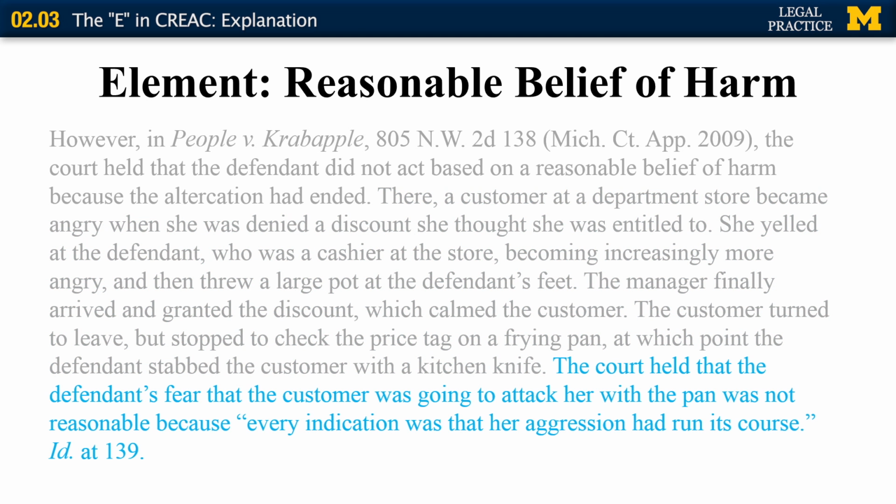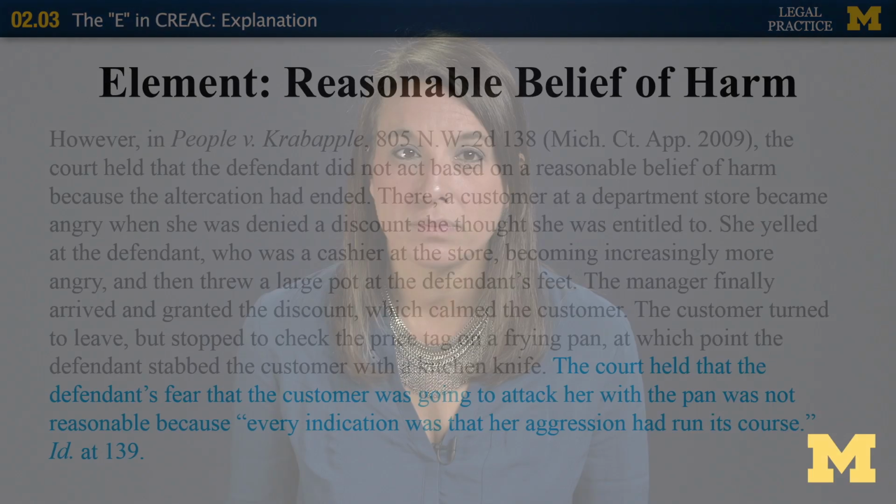Then, I only need 1 sentence for this particular explanation in order to convey the court's holding and reasoning, and here's what that sentence is. The court held that the defendant's fear that the customer was going to attack her with the pan was not reasonable because every indication was that her aggression had run its course.